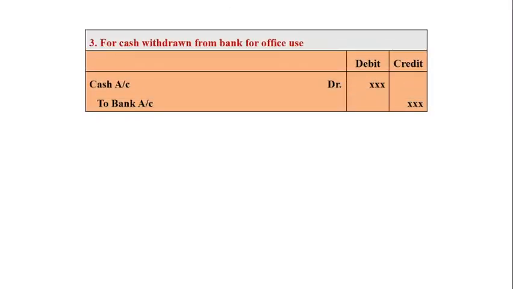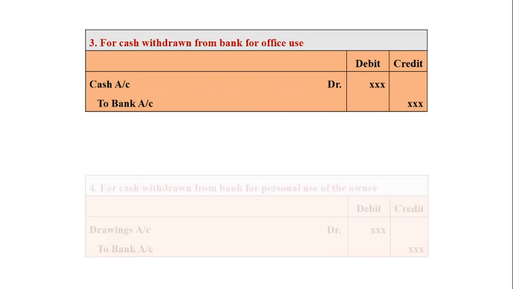3. For cash withdrawn from bank for office use. Accounts involved: cash account and bank account. Cash account is a real account. Debit what comes in and credit what goes out. Here cash comes into the business, so it is debited. Bank is a personal account. Credit the giver, bank gives, and therefore bank account is credited. So the journal entry is cash account debtor to bank account.